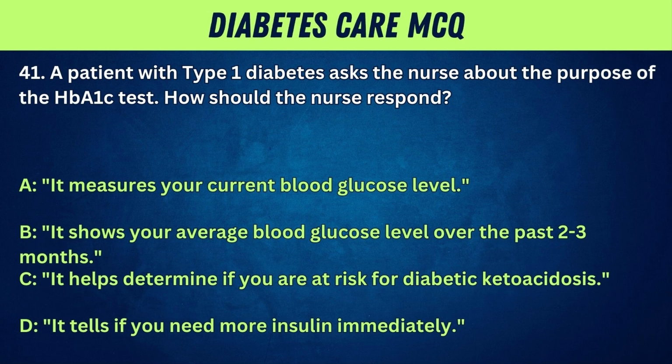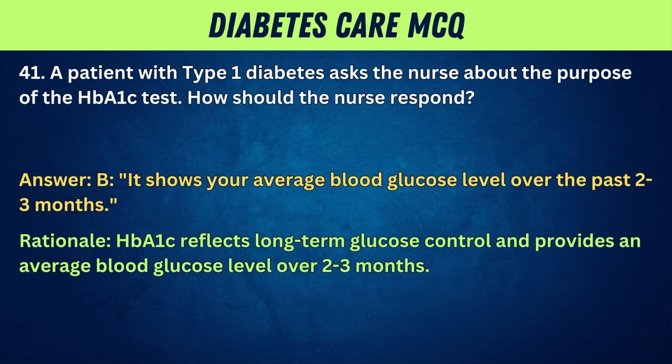41. A patient with type 1 diabetes asks the nurse about the purpose of the HbA1c test. How should the nurse respond? A. It measures your current blood glucose level. B. It shows your average blood glucose level over the past 2 to 3 months. C. It helps determine if you are at risk for diabetic ketoacidosis. D. It tells if you need more insulin immediately. Answer: B. It shows your average blood glucose level over the past 2 to 3 months. Rationale: HbA1c reflects long-term glucose control and provides an average blood glucose level over 2 to 3 months.